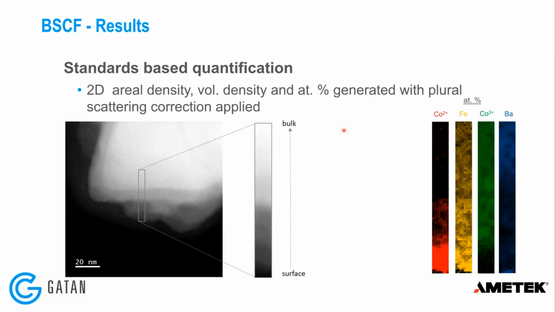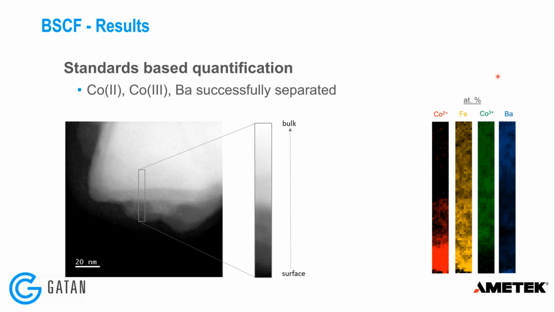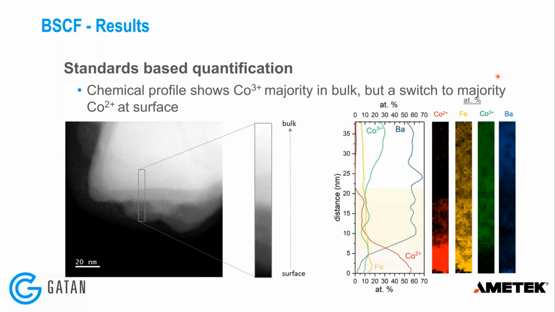So this is really useful. It allows us to do everything that we would do in the regular quantification. So we get the same calculations: 2D areal density maps, volumetric density maps, and atomic concentration. And we're generating this with plural scattering correction applied. You can see here I have 4 maps for atomic concentration. Our cobalt 2, cobalt 3, and barium are successfully separated.